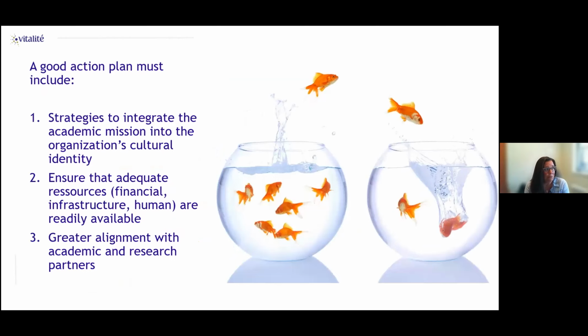So we realized that a good action plan definitely had to include strategies to integrate the academic mission into the cultural identity of the organization. So we saw it as an opportunity to leverage our action plan to actually push a culture shift in our organization and create a clear objective for everyone to align with and to have a sense of belonging and engagement to. We needed, of course, to ensure that adequate resources, financial infrastructure, and human were readily available. And we definitely needed greater alignment with our academic and research partners.